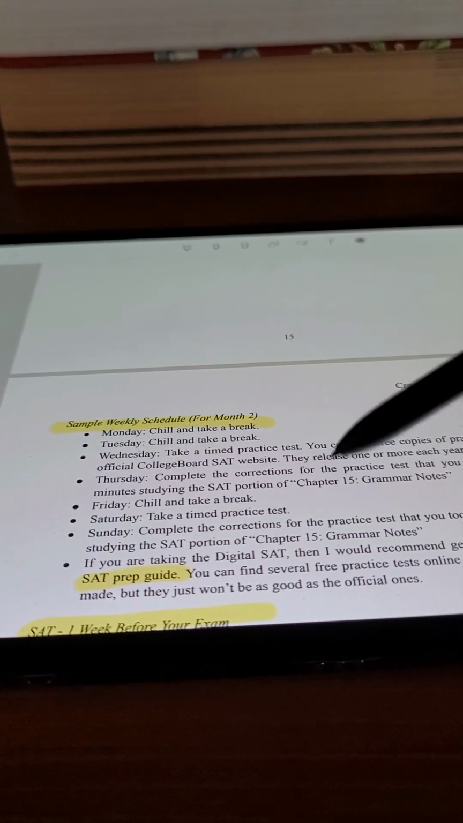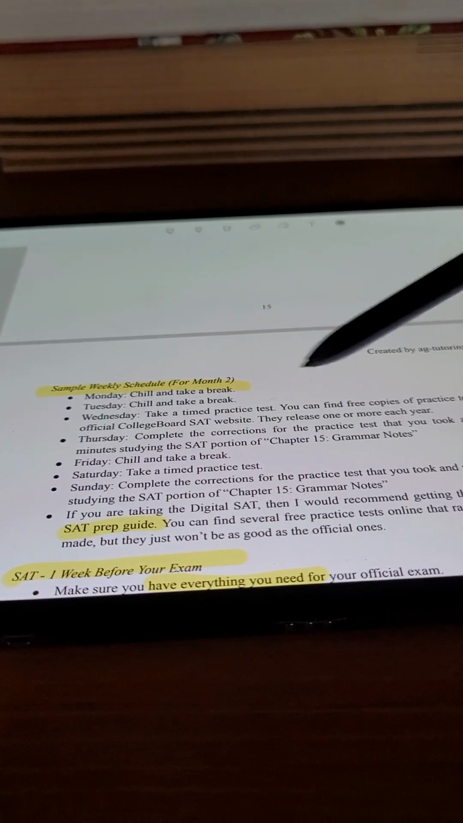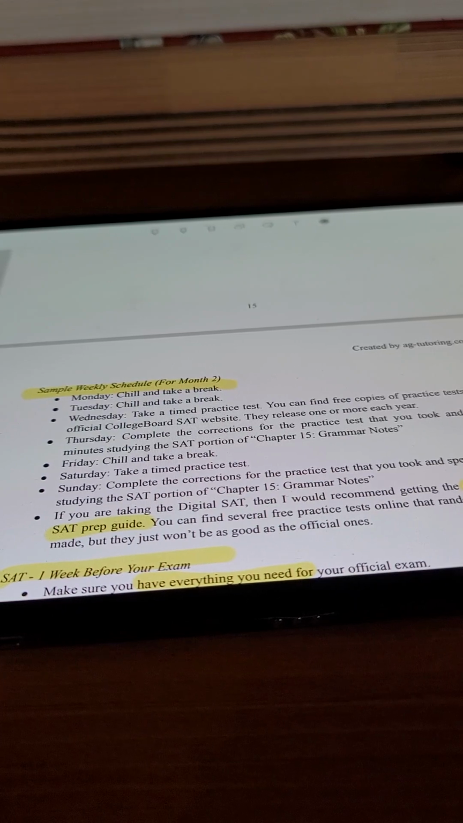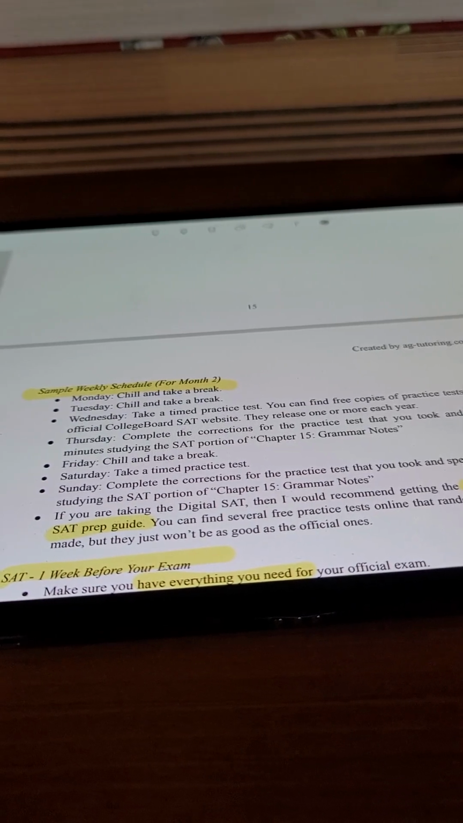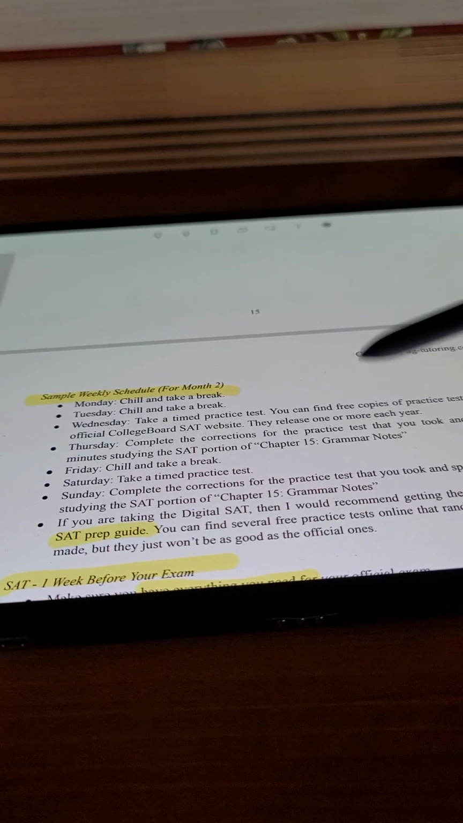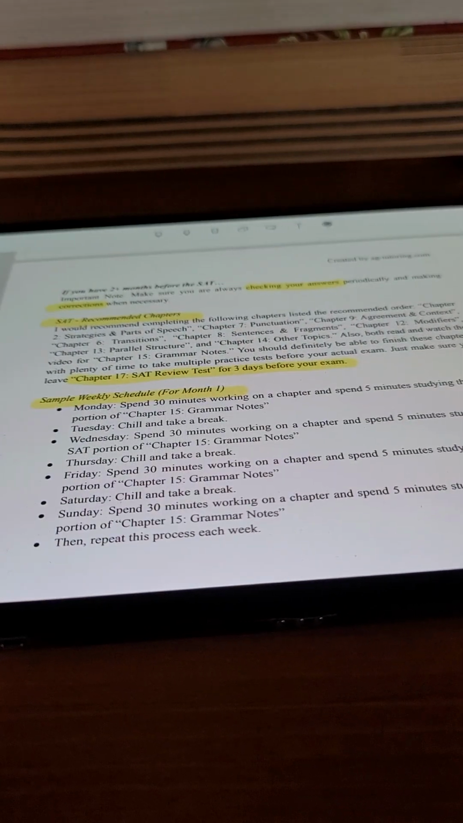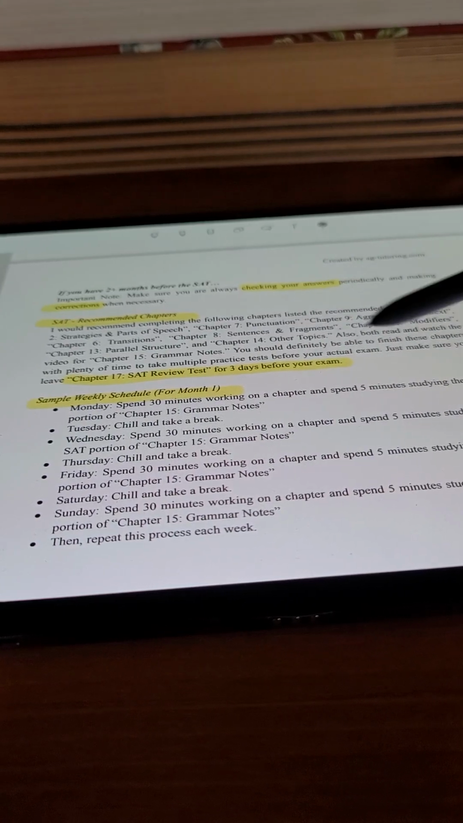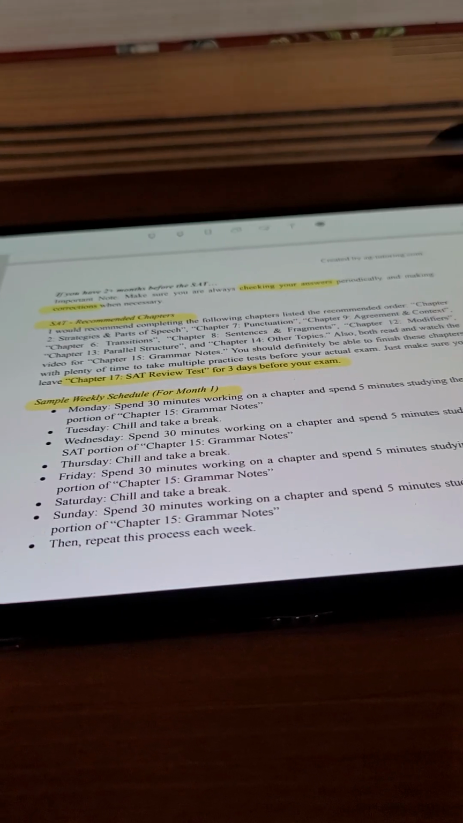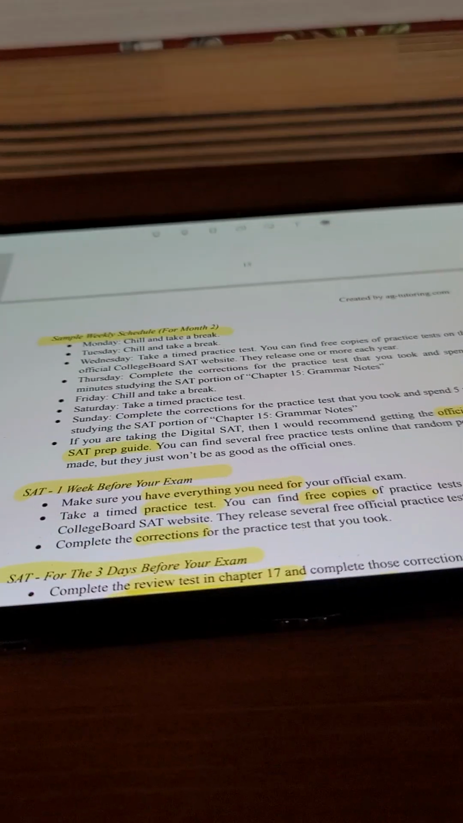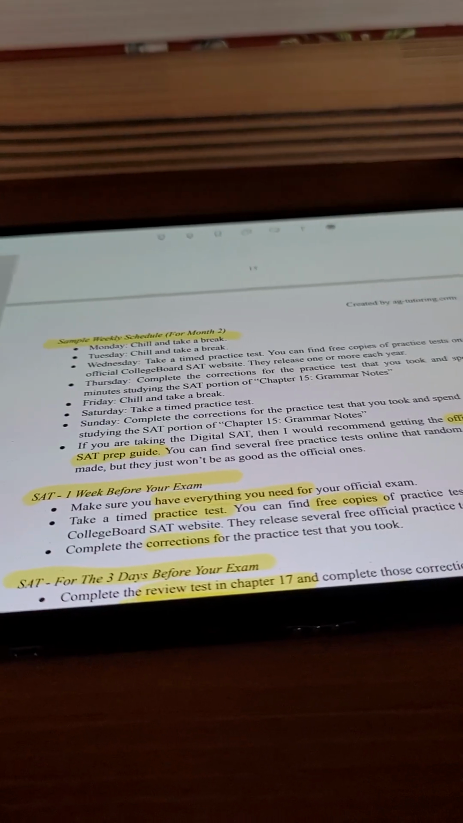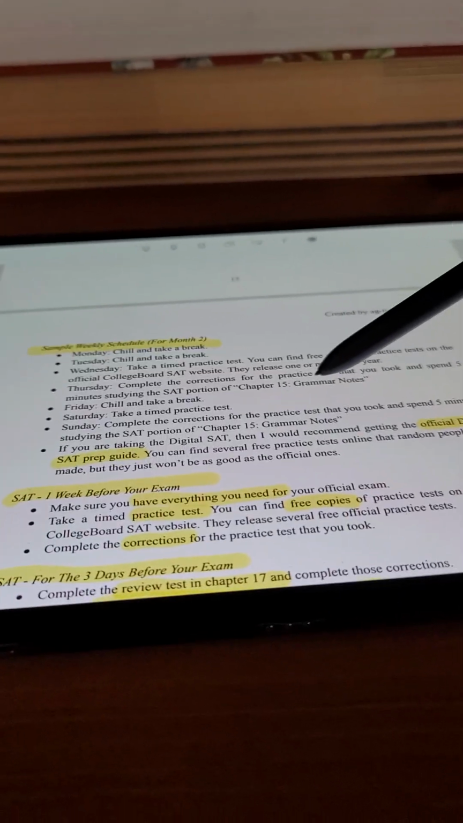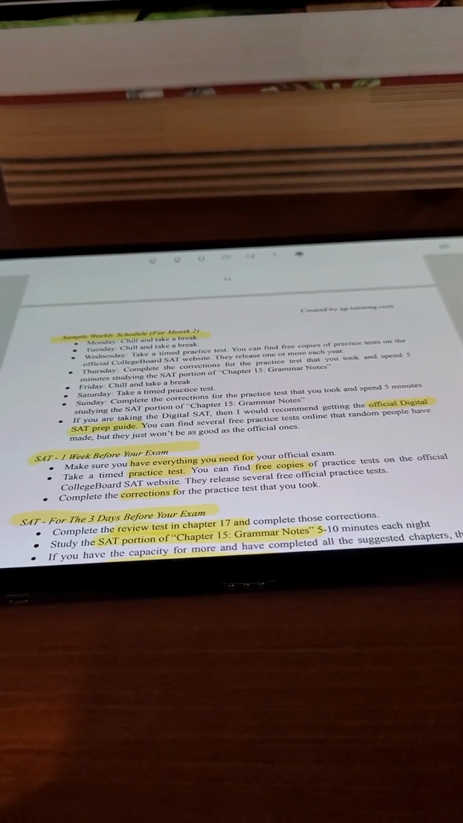And then for month 2, this would be a sample weekly schedule. This is when you focus more on taking the practice tests and doing those corrections, because in the first month, the way I wrote this book was so that it's the most efficient practice possible. If you're doing this every week for a month, you'll probably finish all of those chapters in that time span. But if you haven't, then continue doing those until you're done with them, but then start doing practice tests and corrections. And again, I would recommend getting the official digital SAT prep guide.